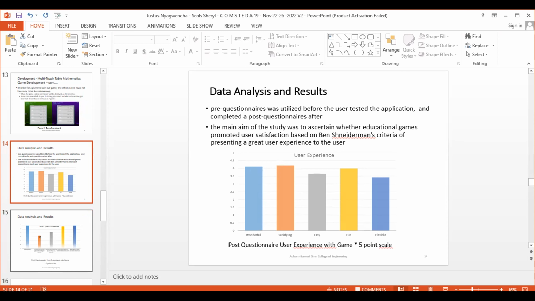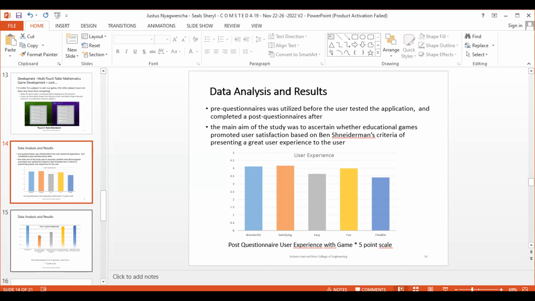So in terms of experience, on this first poster, on being wonderful, we used a Likert scale of 5, and we had 4 plus points saying that it was wonderful. Secondly, out of the 17 teachers that we used to do that, which are the K-12 teachers, satisfying, we had above 4. Easy was above 3.5. Fun was almost 4. And then flexible was around 3 point something, which was a bit lower. But if you look at that, most of the testers were able to say that at least for that kind of game, it worked.